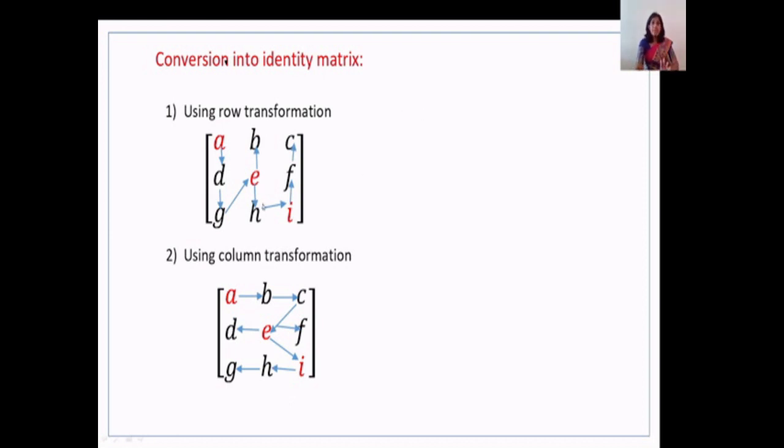Then this is for 3 by 3 matrices. What about 2 by 2? Suppose this is a 2 by 2 order matrix. In row transformation, firstly we make this 1, using this we make this 0. Then we make this 1 and using this we make this 0. This is very simple. In column transformation, firstly we make this 1, using this this will be 0, then this will be 1 and this will be 0. This is very easy to understand.